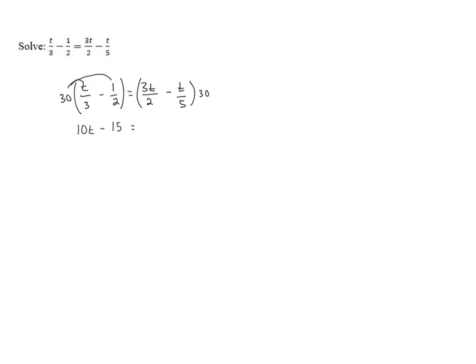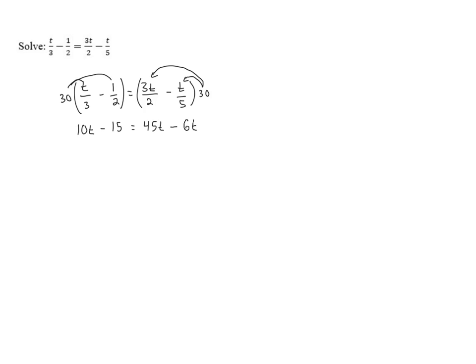Now on the right-hand side, 30 times 3t gives us 90t, and when we divide that by 2, we get 45t. And then minus 30 times t is 30t, and when we divide that by 5, we end up with 6t. So once we multiply both sides by 30, we end up with an equation that no longer has any fractions, and it's easier to solve.